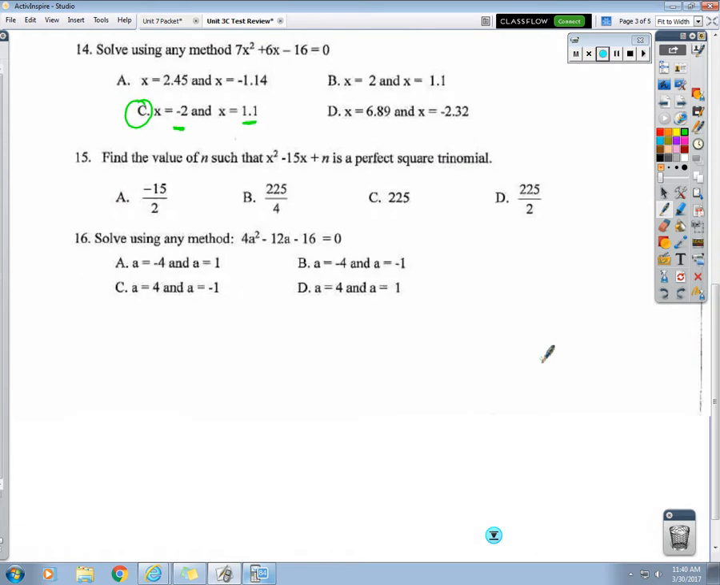All right, number 15. Find the value of n such that x squared minus 15x plus n is a perfect square trinomial. What does it mean by perfect square trinomial?